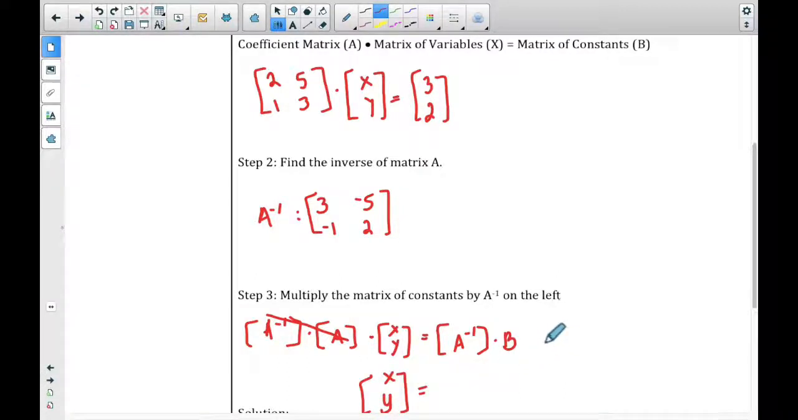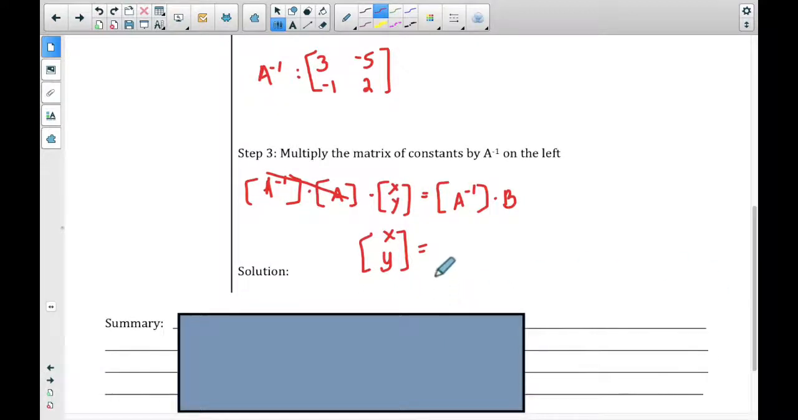And now I'm going to go to my calculator. And I'm going to take the inverse of A times B. I'm going to enter that matrix B, which is 3 on the top and 2 on the bottom. And I'm going to get my answer. So in other words, I'm going to multiply these two matrices together. This is the inverse of A. This is matrix B. So take a minute on your calculator to do that.